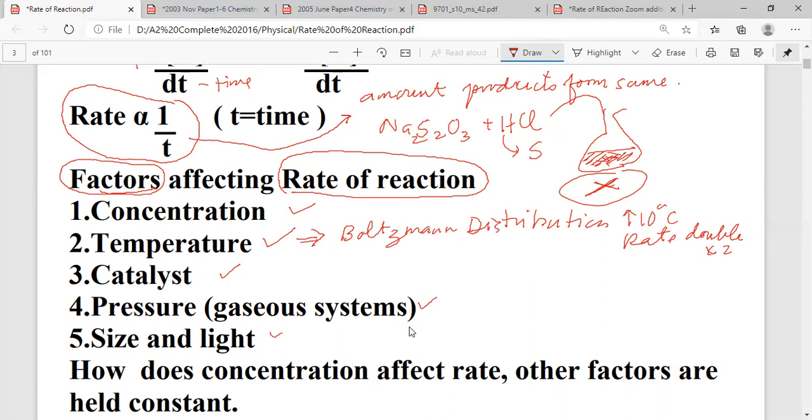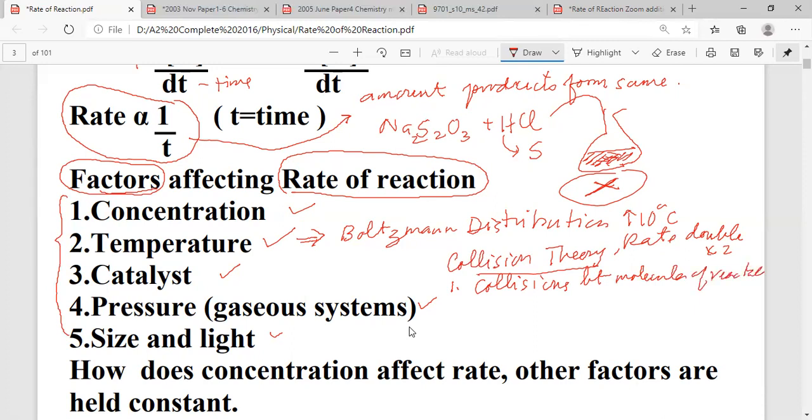Now, remember, all these are explained. Why all these will increase, we explain by the collision theory, which has two basic statements or assumptions. One is that for a reaction to occur, there must be collisions between the molecules of the reactants. Two, not all collisions are effective. They use the word effective, which means that they will become products.